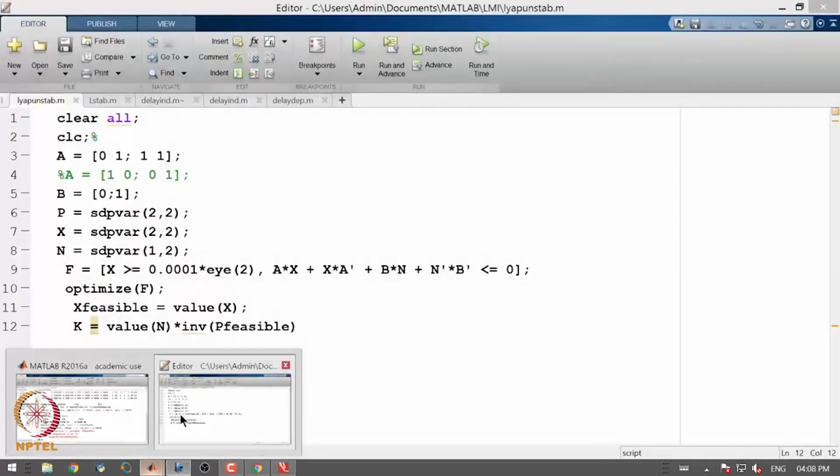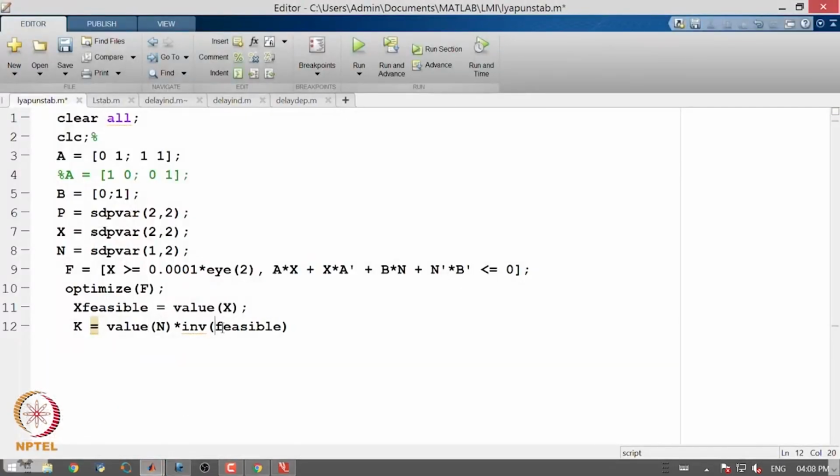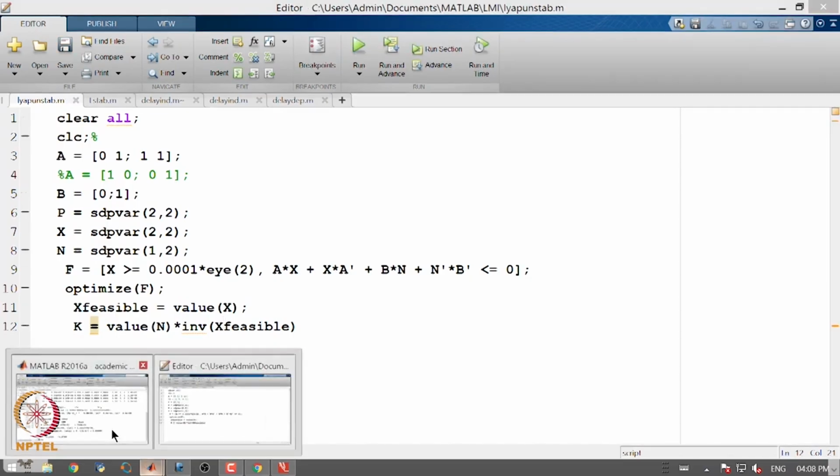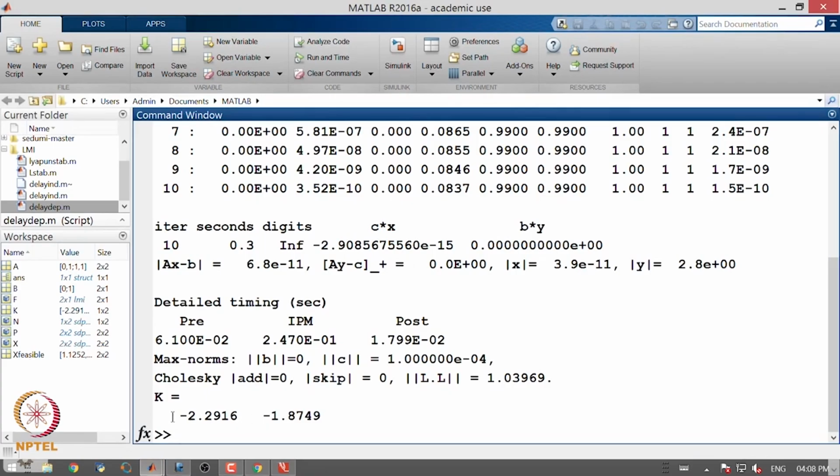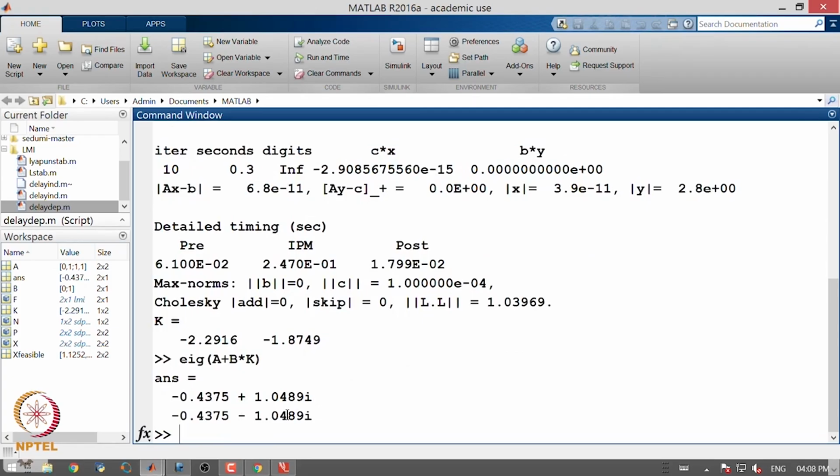Okay, something went wrong. I should call this X feasible instead of P feasible. Let me run this code again. So it gives me these values of K, and I can easily check what the eigenvalues of A plus B times K are, and you can see that the closed loop system is actually stable. So these are some very basic examples.